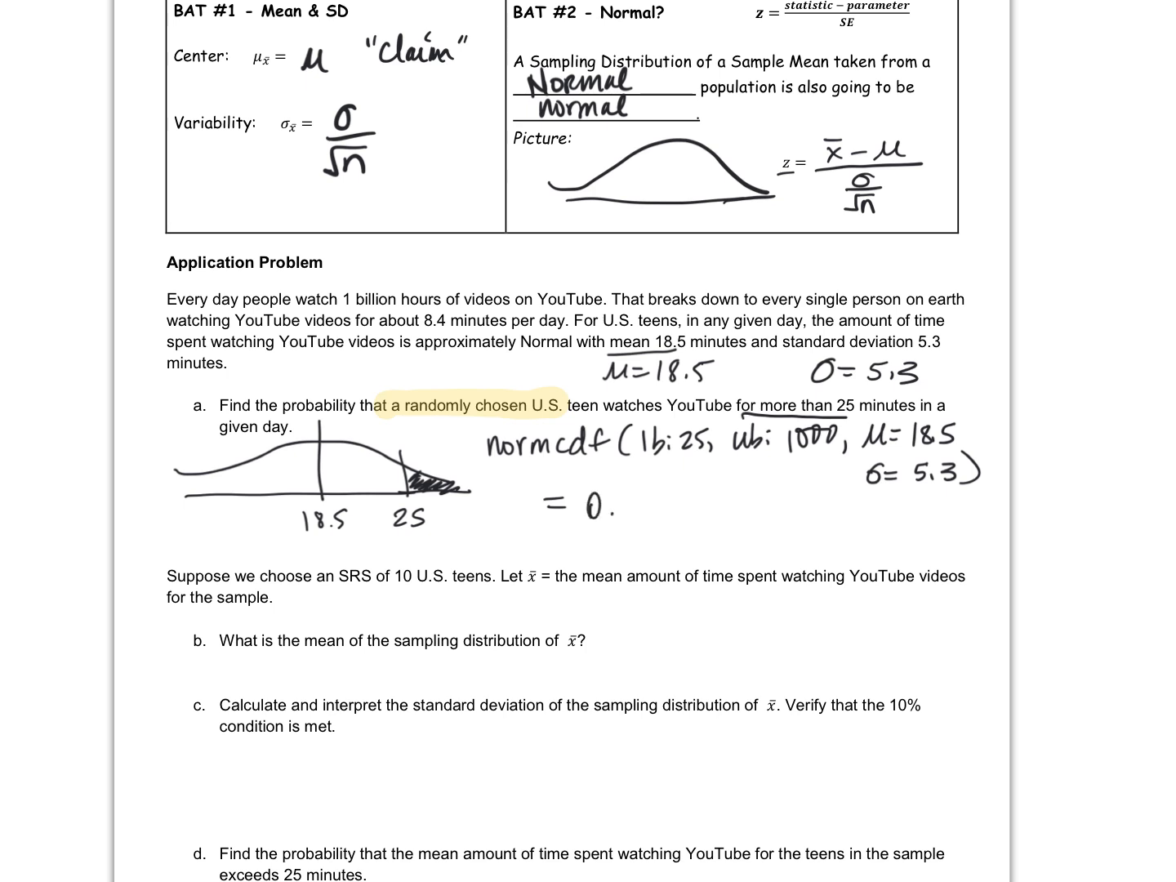Okay, I get 0.1100, right? So 11% chance that a randomly chosen teen watches more than 25 minutes of YouTube a day.